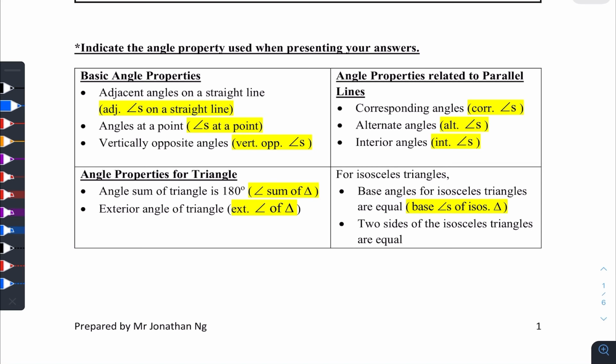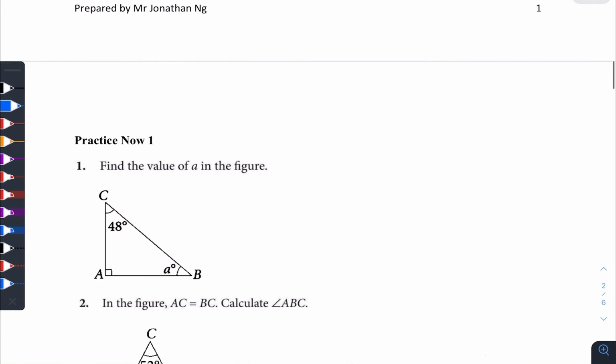And last but not least, for isosceles triangles, it will be good to at least write down that you are using a property of an isosceles triangle, or that the base angles of the isosceles triangle are the same. So for example, when you have an isosceles triangle, these two lengths are the same, and these two angles at the bottom, we call them the base angles, right? They will be equal as well. So base angles of isosceles triangle. So without further ado, let's go on to practice now 1.